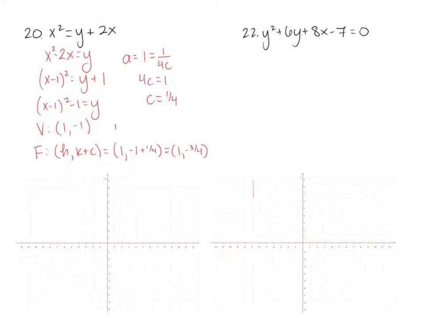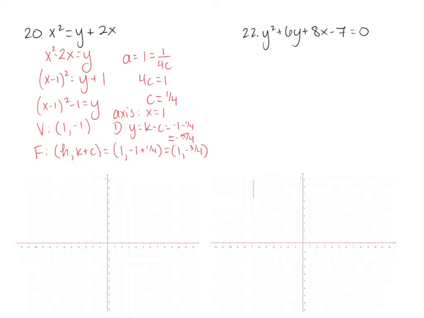The directrix is going to be y equals k minus c, or -1 minus 1/4, which will be -5/4. And the axis of symmetry is x equals 1. So now that I have all the information I need, I'm going to graph each of these pieces of information.